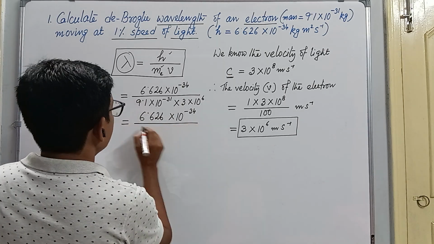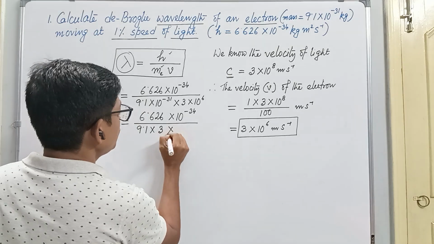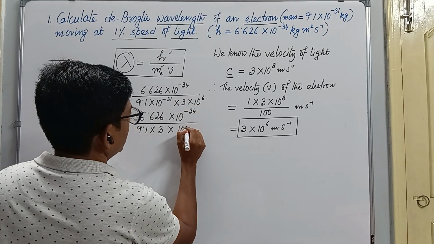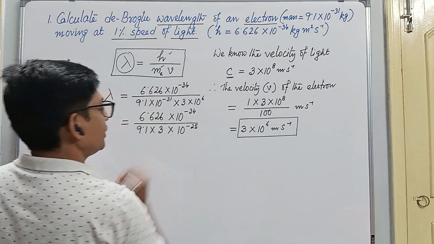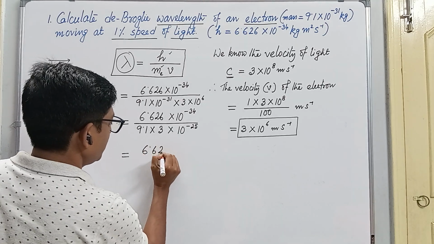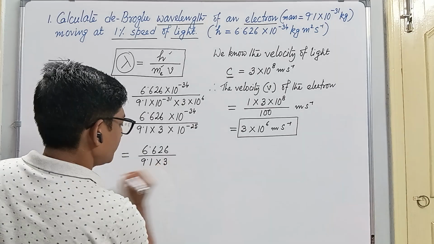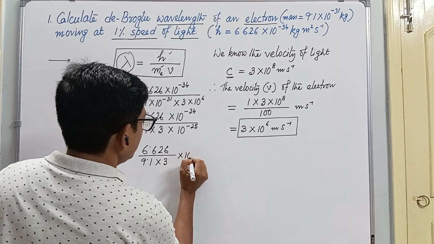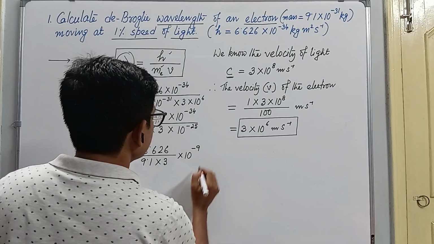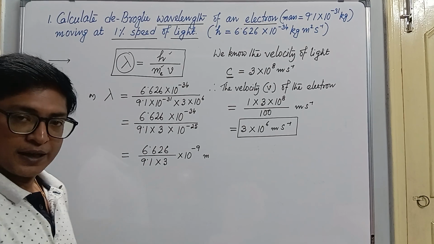So this one, 9.1 into 3 into 10 to the power, here it will be minus 25. Again, writing it this way, 9.1 into 3 into 10 to the power, this one will be plus, so it will be minus 9. What will be the unit? The unit will be meter. Let's see how the unit meter is coming.